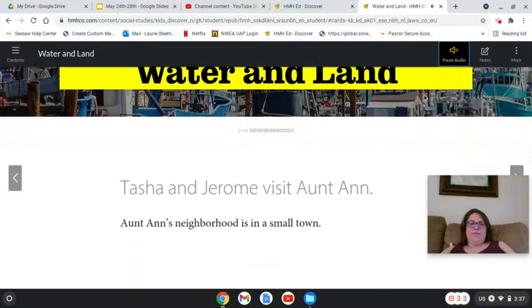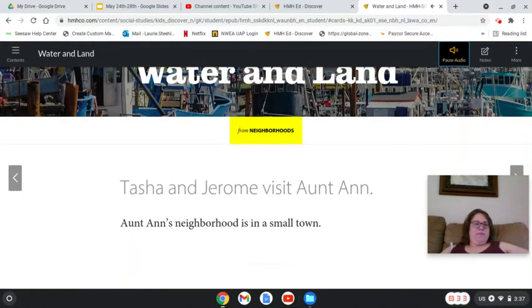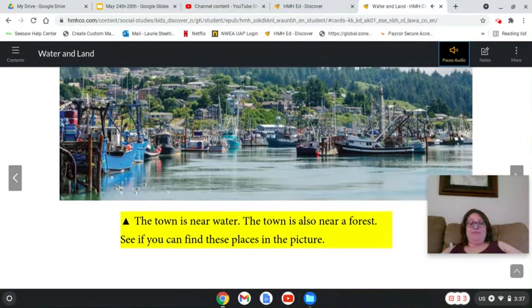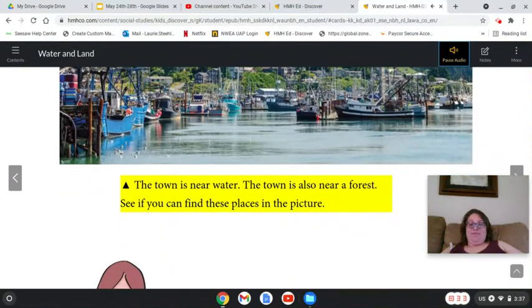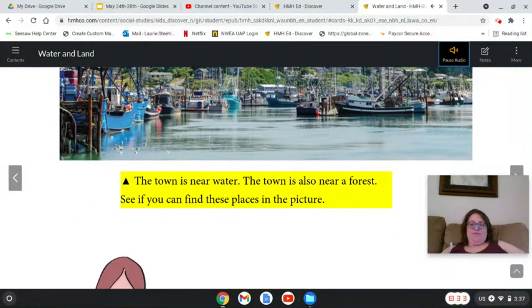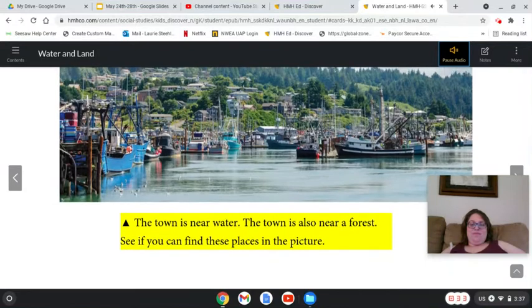Water and land. From Neighborhoods. Tasha and Jerome visit Aunt Anne. Aunt Anne's neighborhood is in a small town. The town is near water. The town is also near a forest. See if you can find these places in the picture.